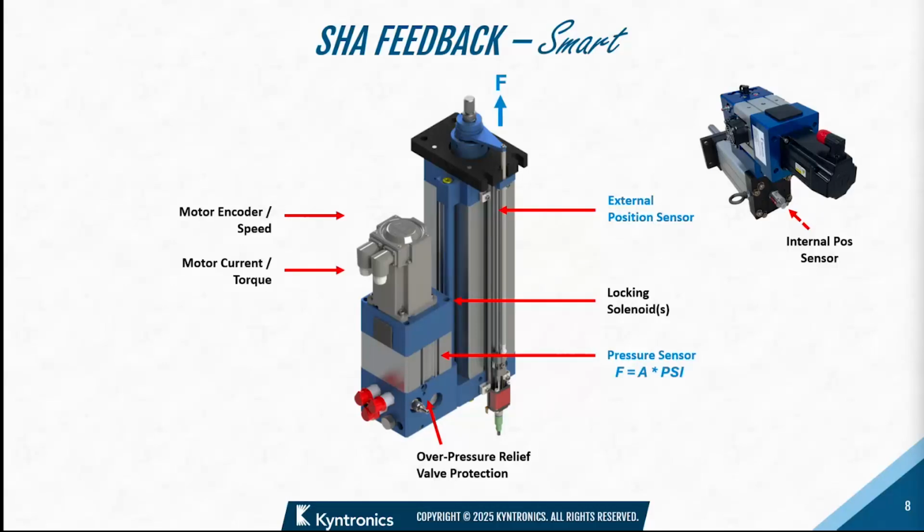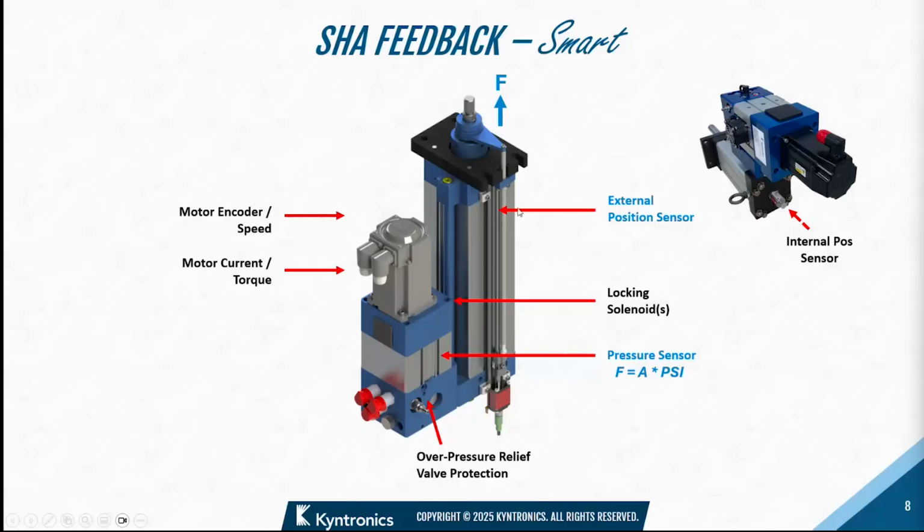So the pressure sensor is force equals area times PSI. It gives you the force right at the rod itself. Other methods are torque calculations to try to understand what the torques and forces are, but this is actual area times PSI, therefore very close to what the force is on the end of the rod.